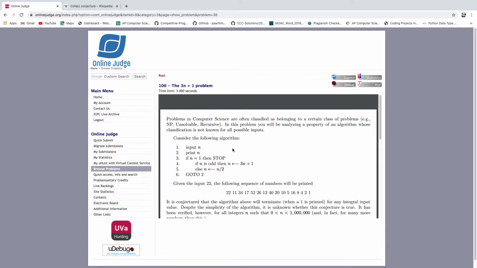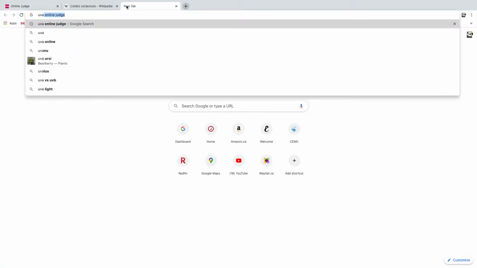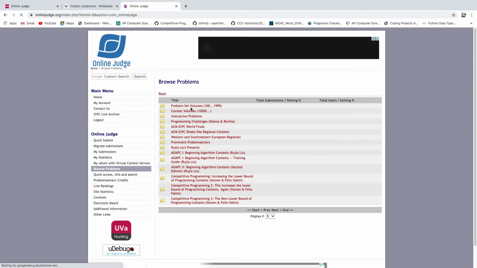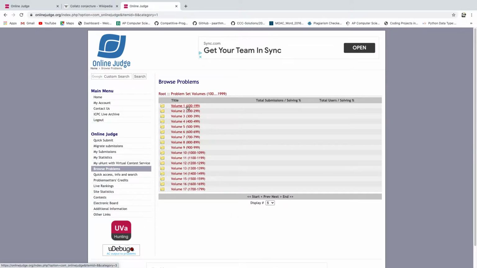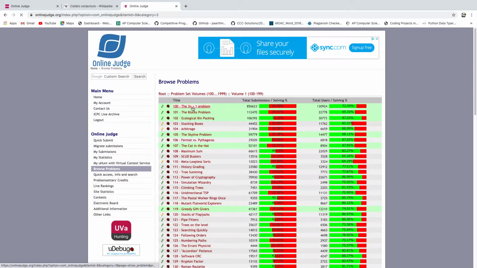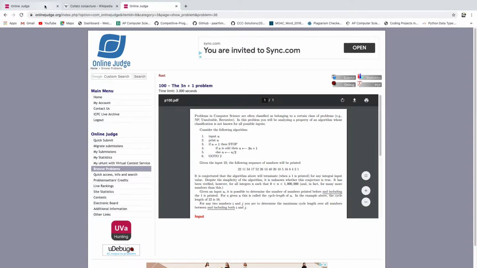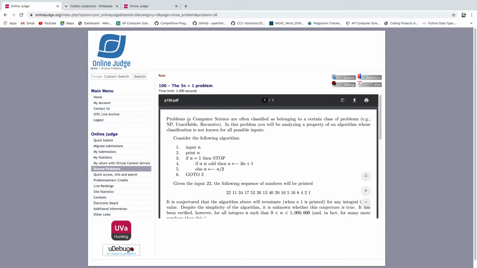Problem solving. So today I'm trying to solve this problem called 3n+1 on UVA Online Judge. So let's navigate to the location of the problem first. You just go and search for UVA Online Judge, then hit Browse Problems, go to Problem Sets, volumes 100 to 1999, go to Volume 1, and here's the problem. Okay, so let's start understanding the problem first.